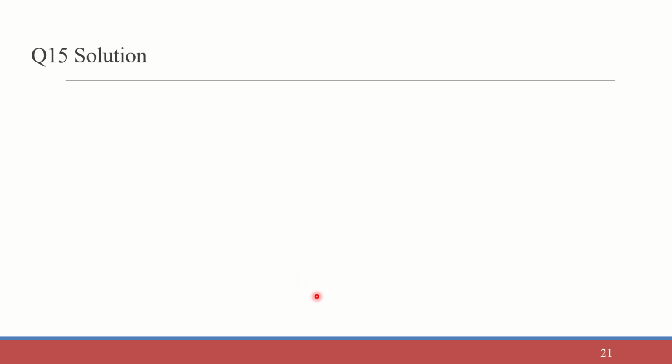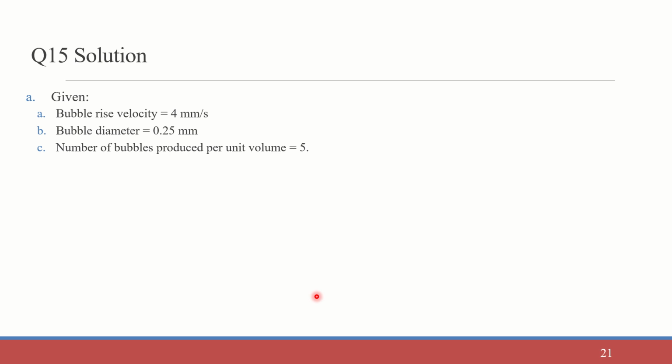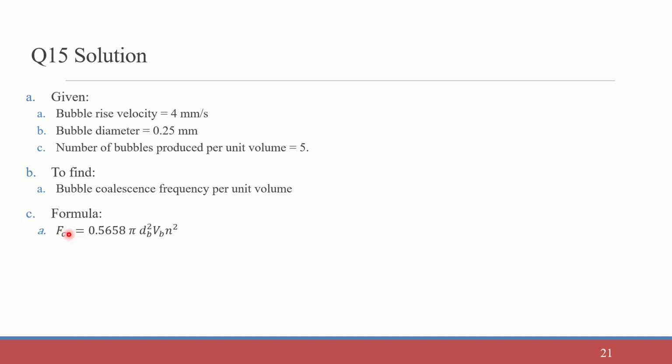So it is question 15 solution. What is given? We are given the bubble rise velocity, 4 mm per second, and bubble diameter, 0.25 mm, and the number of bubbles produced per unit volume is 5. What are we asked to find? We are asked to find the bubble coalescence frequency per unit volume, and the formula is FCV, the bubble coalescence frequency per unit volume, equal to 0.5658 into pi into dB square into vB into N square.